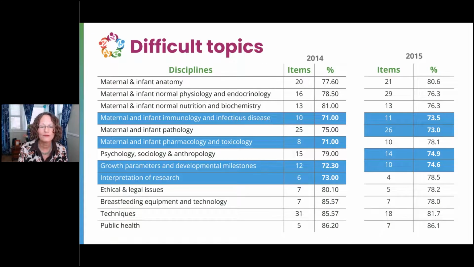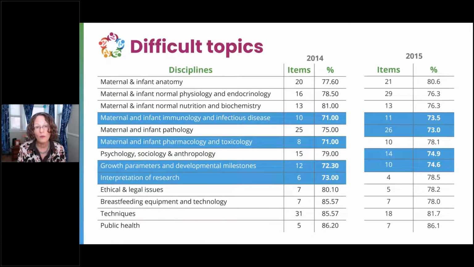In analyzing the exam results from all candidates from 2 consecutive years, you can see the topics that give people the most difficulty. Look at the topics that scored below 75%: immunology and infectious disease, growth parameters, and developmental milestones. There was a slight shift in pathology, which dropped, pharmacology and toxicology, which improved, psychology, sociology, and anthropology, which declined, and interpretation of research improved. These are areas where you might want to spend a little more time.